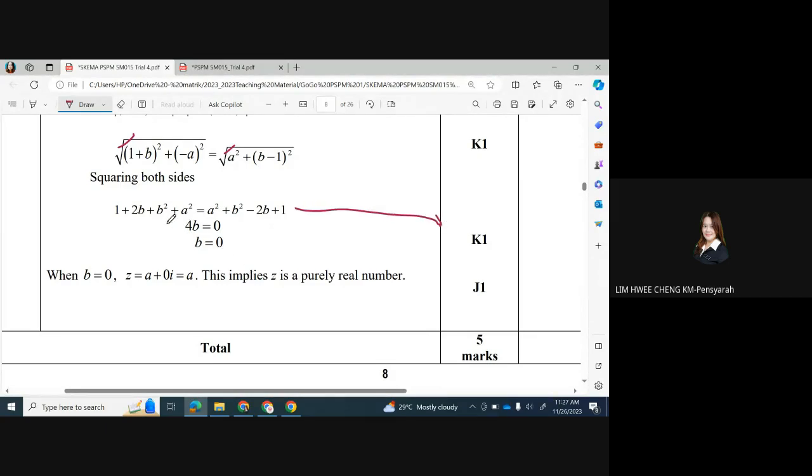So I solve. B is 0. So when B is 0, this implies that Z is a pure real number, because it has no B. B is zero. This is quite a tough question, a bit out of the ordinary.